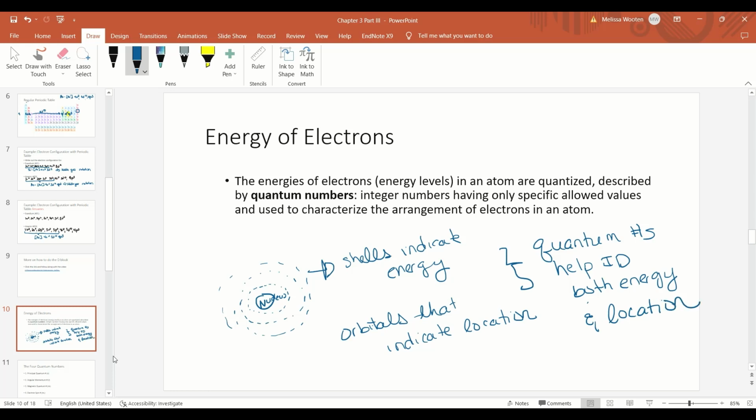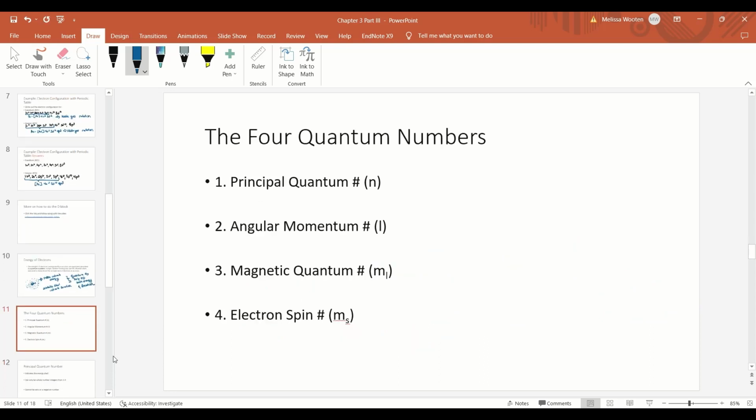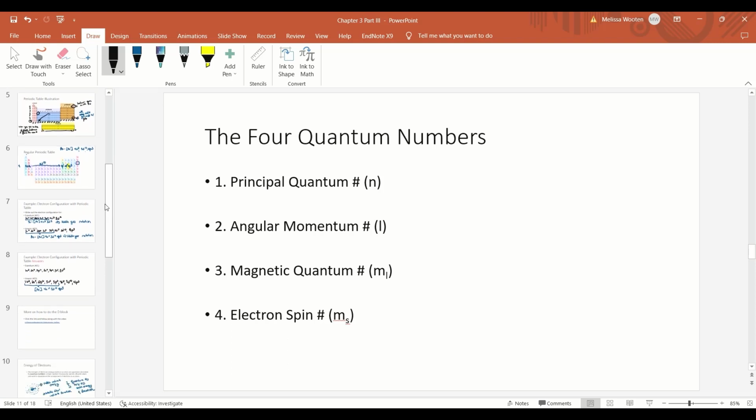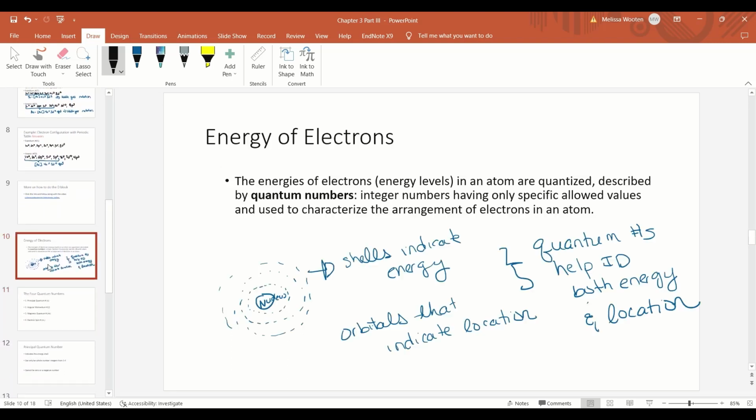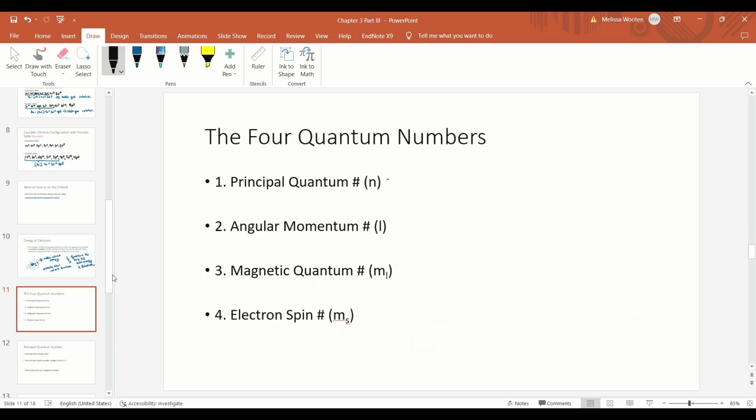Okay? And so we have 4 quantum numbers. Certain quantum numbers indicate certain things in regard to electrons. And so the principal quantum number is that row on the periodic table, or the shell, rather, that it's found in. So if it's found here, then your principal quantum number is 1. If it's found here, your principal quantum number is 2, and so on. And so the principal quantum number tells us the shell.